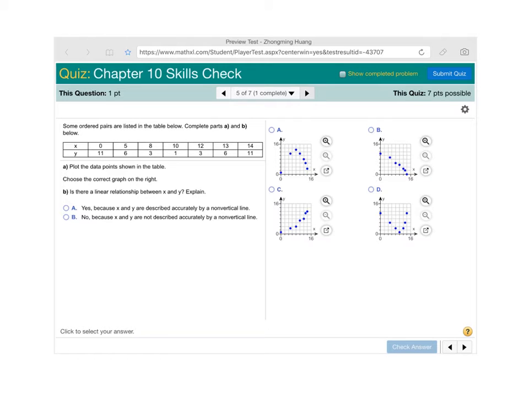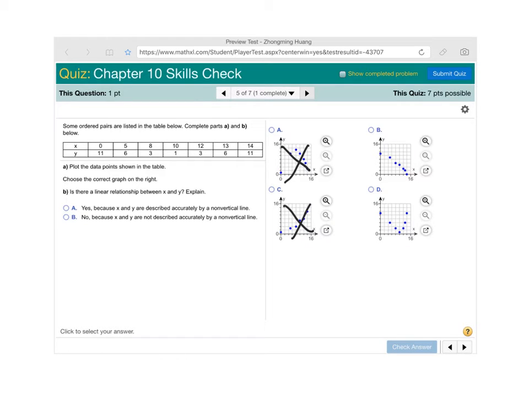So using the first points, we can rule out these two. We are going to narrow it down to the next two. And then let's check the next point, which is 5. When x is 5, y is 6. Now, when x is 5, let's take a look at this graph.